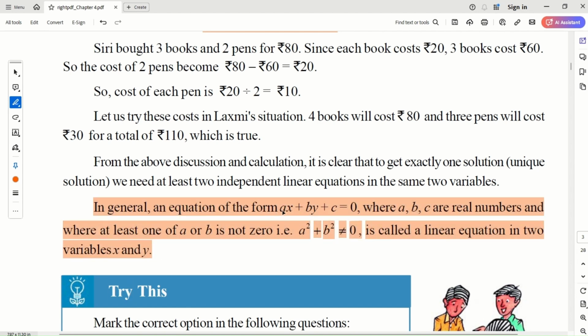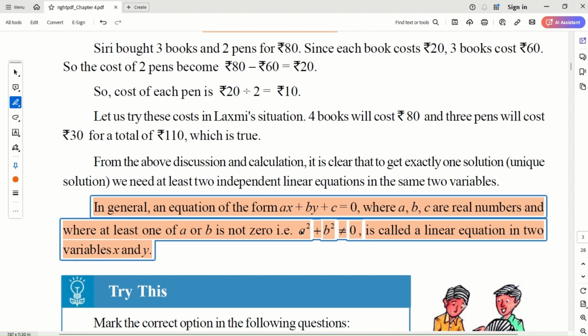So in general, an equation of the form ax plus by plus c equal to 0, where a, b, c are real numbers and where at least one of a or b is not equal to 0, which means a square plus b square is not equal to 0. Why is this important here? Because a square plus b square not equal to 0 means one of them should not be equal to 0, right? So this is called a linear equation in two variables, x and y.